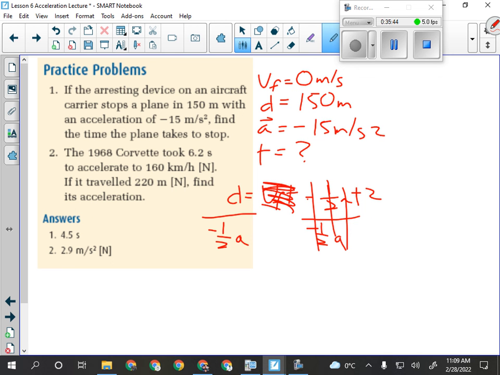Okay, and then what do I have to do with that? Because that solves for T squared. Square root.